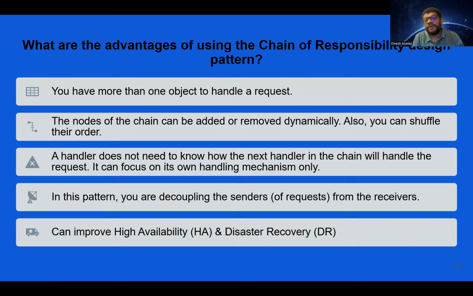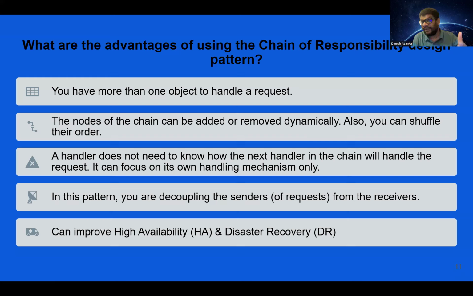Then, a very important thing is high availability and disaster recovery. So what is high availability? When it comes to high availability, that means you are providing the continuity of business. You are continuing your business even if there is an issue in giving the services. So when you have multiple handlers, you can replicate your handler. That means the same handler's task can be done by another handler. So when you have replicated handlers, in case one handler fails, another handler will take over the job.